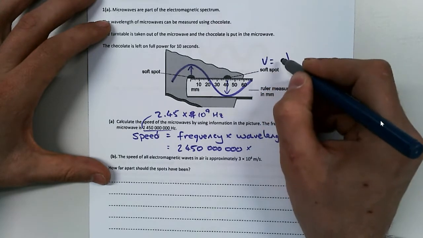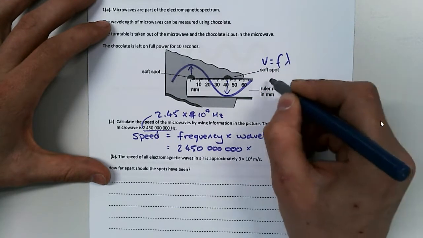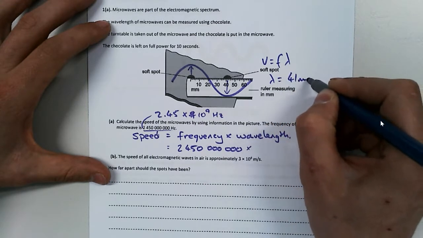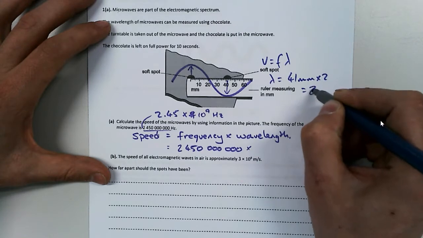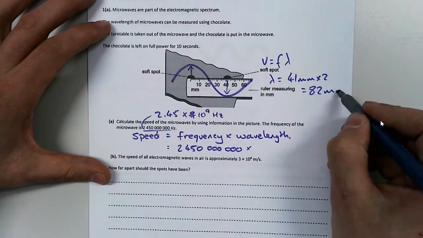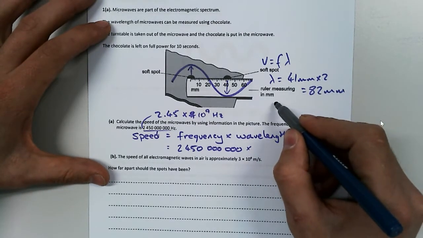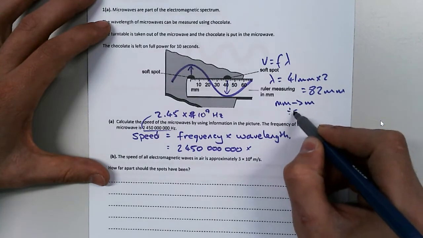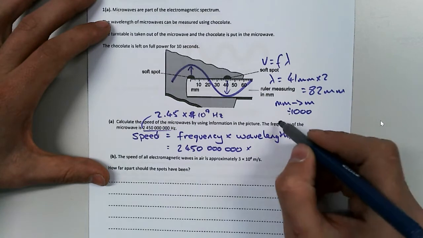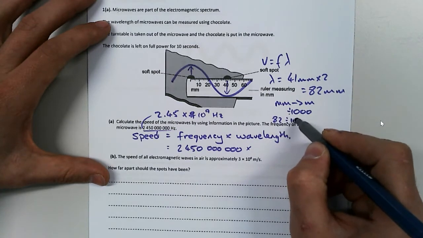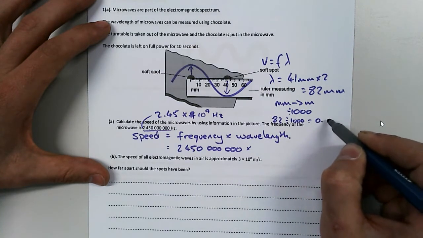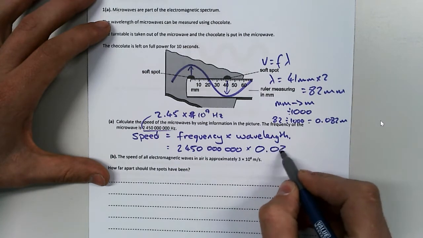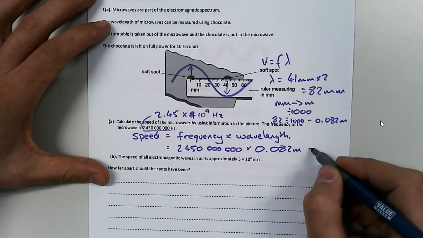So speed is frequency times wavelength. That's the symbol for wavelength. So wavelength is 41 millimeters times by 2, which is 82 millimeters. And to go from millimeters to meters, we divide by 1,000. So 82 divided by 1,000 is 0.082 meters. This will equal our speed.